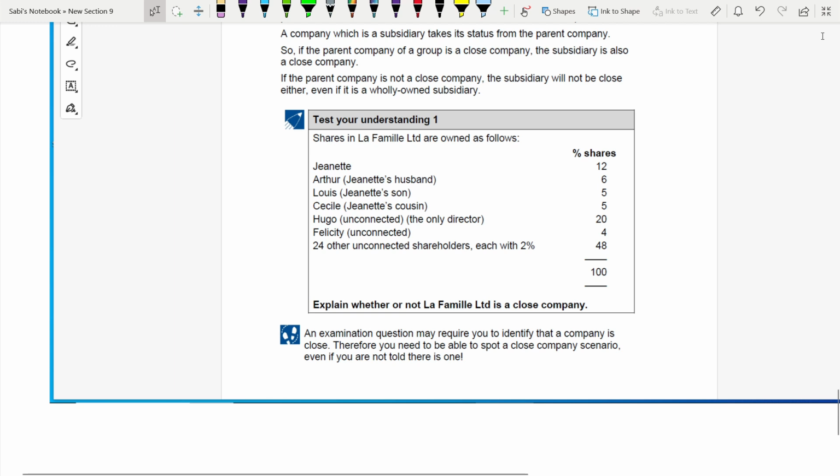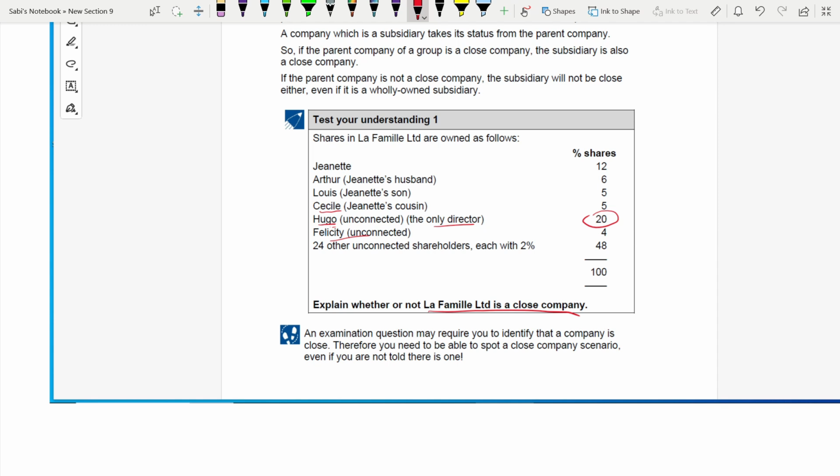Test your understanding. 1. Explain whether or not La Family Limited is a closed company. So you have been given some shares: Janet 12, Arthur her husband, Louis her son, Sarah her cousin, and Hugo is unconnected, the only director. So you can see they are 12, 6, 5, 20, and this is 7, 20.